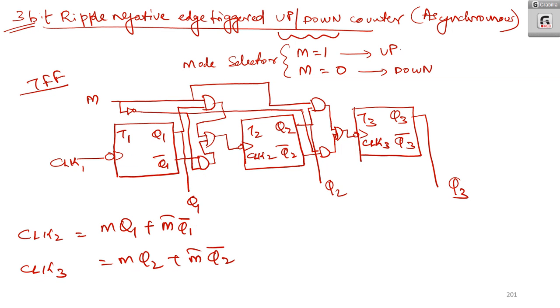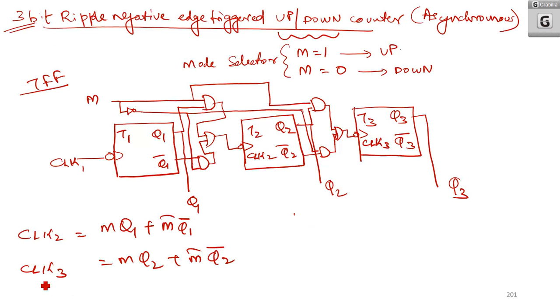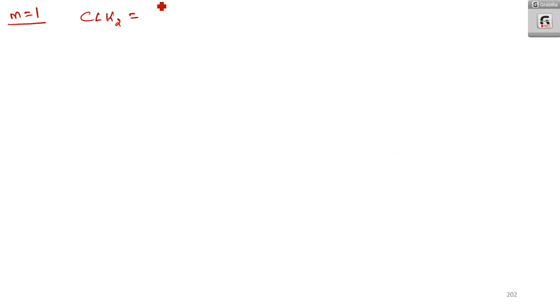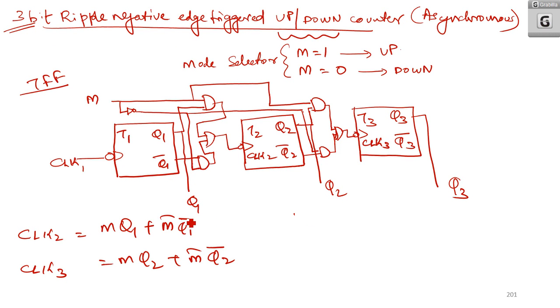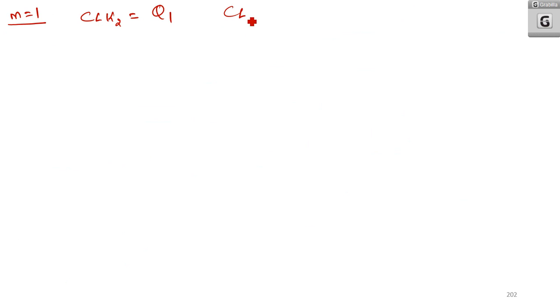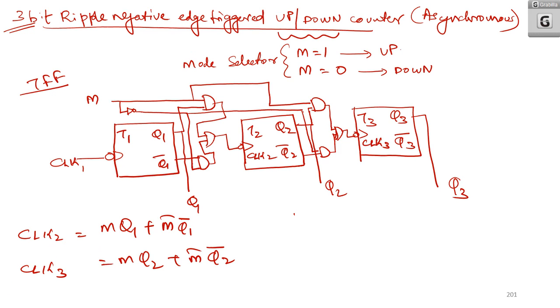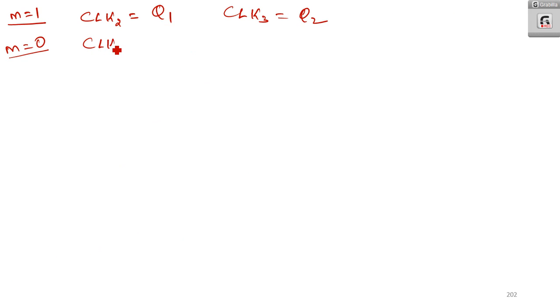Now let us explain the working. When M is equal to 1, what happens to clock 2? Clock 2 becomes Q1, and clock 3 becomes Q2. Now when M is equal to 0, what happens? Clock 2 becomes Q1 bar, and clock 3 becomes Q2 bar. That is the only difference here.